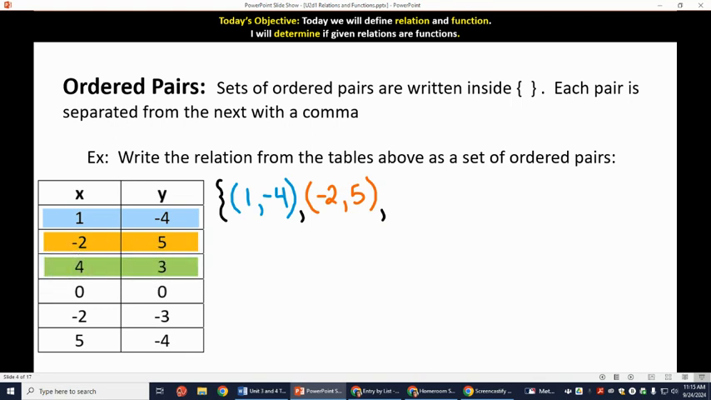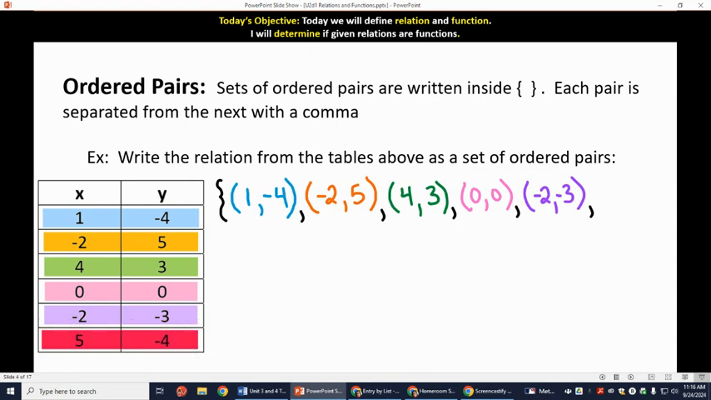All right. 4, 3 is going to be the next one. Parentheses, 4, 4, comma 3, close your parentheses. And then another comma, what's the next one gonna be? 0, 0. And then a comma. Two more, the next one will be -2, -3. And then the last one will be 5, -4.